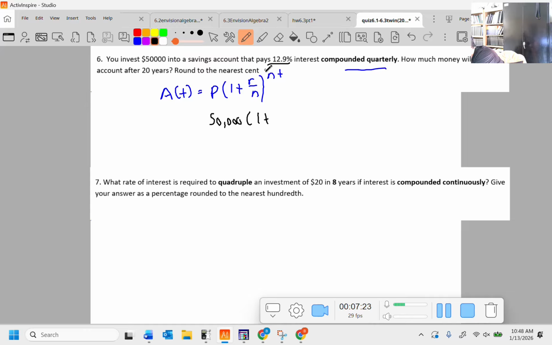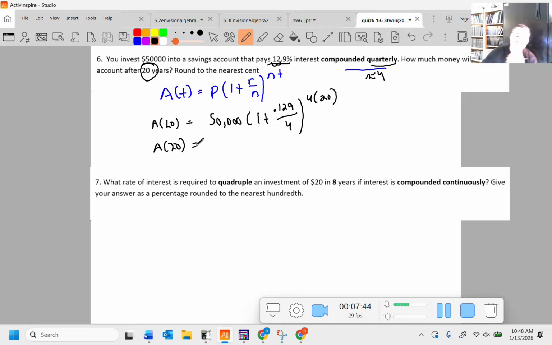1 plus 12.9 percent is 0.129. You shift that decimal once, twice. Over n, quarterly, n is 4, and your exponent is going to be nt, so 4 times 20 years. And then you push buttons in a calculator, and it gives you an answer. So let's see what the amount in 20 years is.